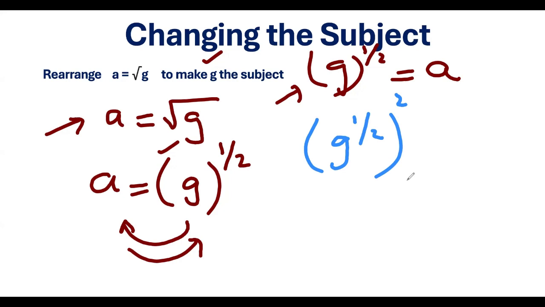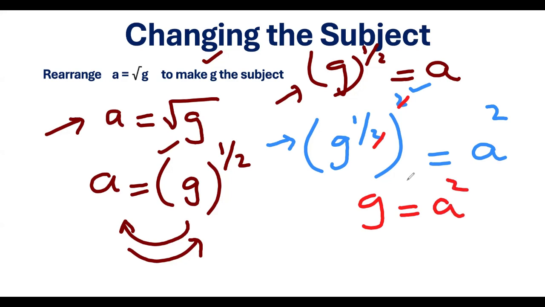When you are taking power 2, you have to take power 2 on both sides: A to the power 2 also, and G to the power half raised to the power 2 also. Okay, again try to understand this step. Why G to the power half and why are we squaring? Why are we taking power 2? The reason is 2 and 2 can be cancelled. So G is only left on this side. So G is equal to A square. Like this, G becomes the subject.